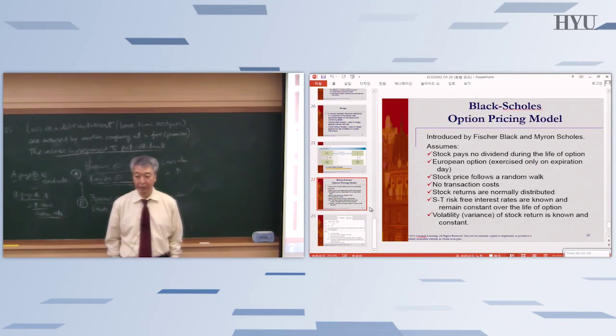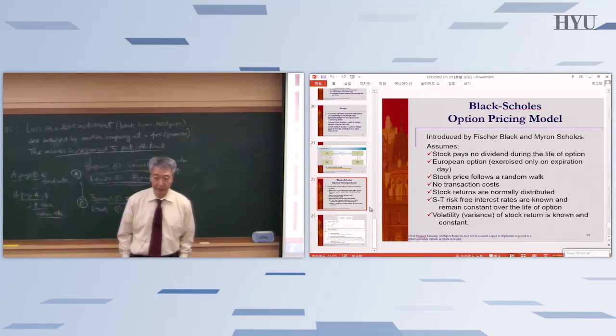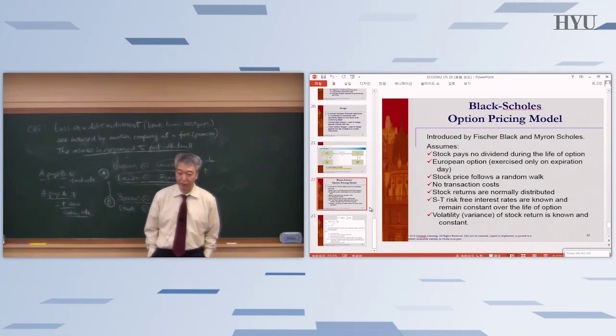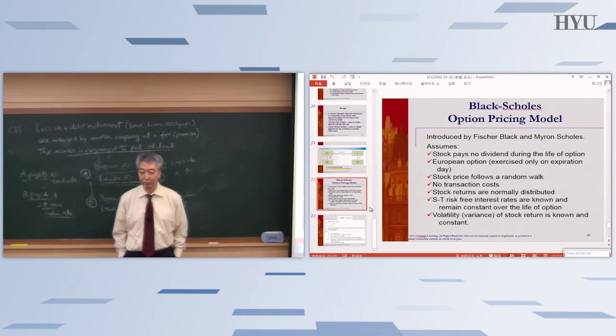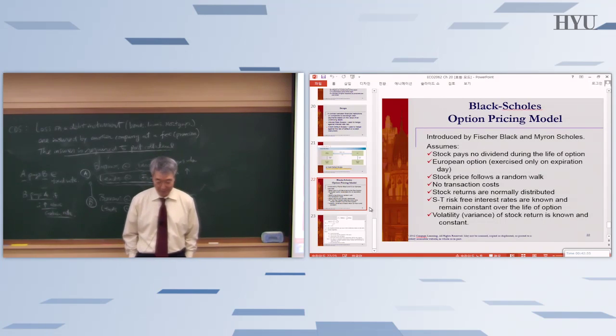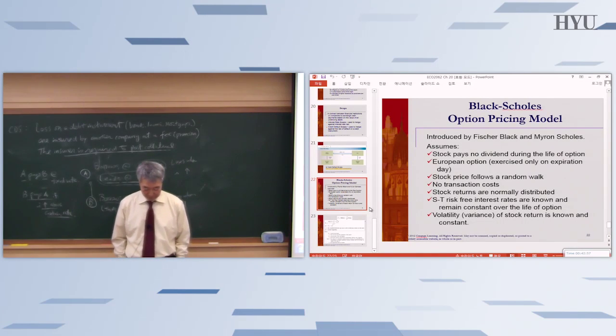It cannot be predicted. In other words, there is no pattern. Randomness in statistics means we don't know, and there's no way to predict. It's like a drunk person walking. Random walk. Okay. No transaction costs. Stock returns are normally distributed. And short-term risk-free interest rates are known, and they remain constant over the life of the option.